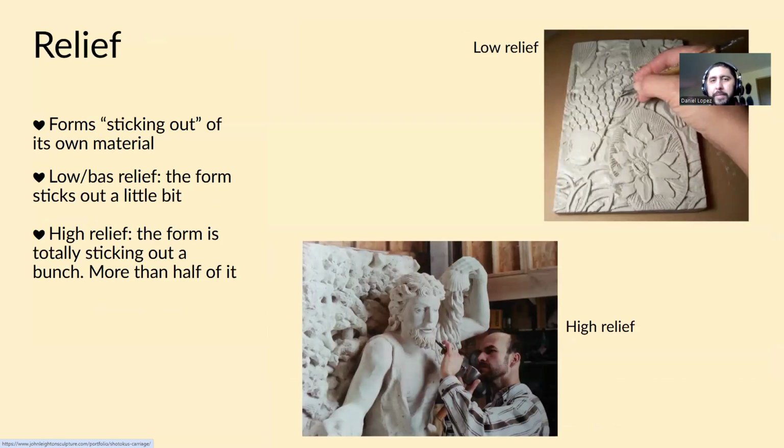Relief. Okay, so relief is something that's pretty much stuck to a wall or some kind of block material. And it's sticking out of that material. As opposed to drawing and painting, where you put material on something, with relief, that something is the artwork itself as well. It's made of the same thing. So we have a couple types.